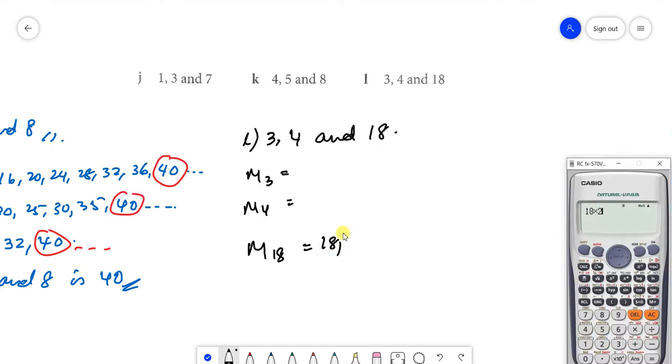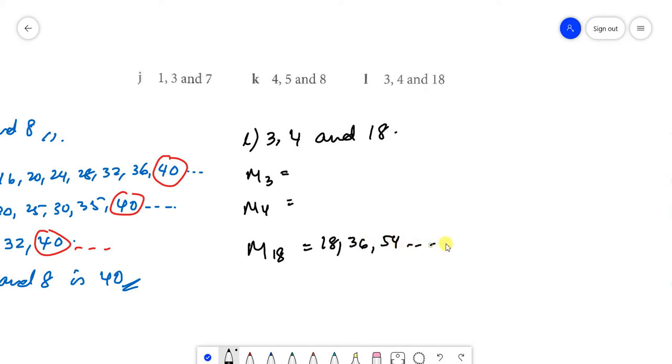18 times 2 is 36. 18 times 3, 54, and so on. Since 3 and 4 are pretty small, I will first write the multiples of 3 and 4 up to 2 or 3 of them. That's enough. So let's try with 4. 4 1s are 4. Oh, we can do one more thing, that is we just divide it.